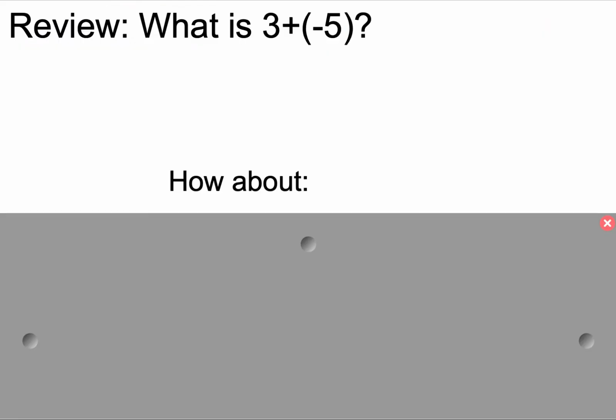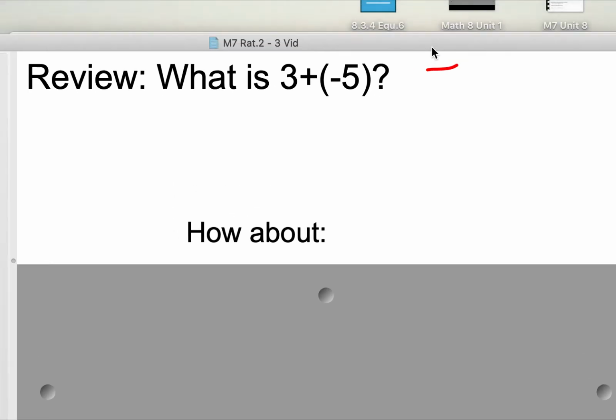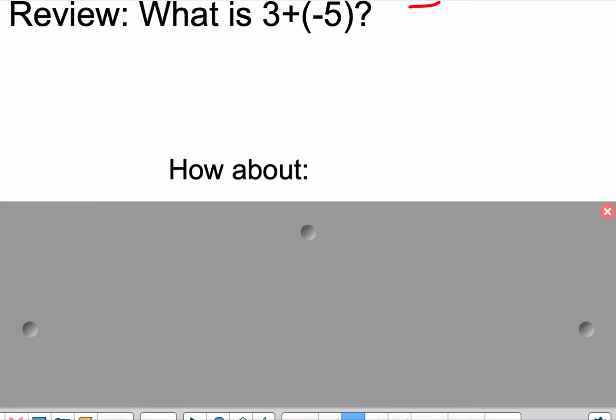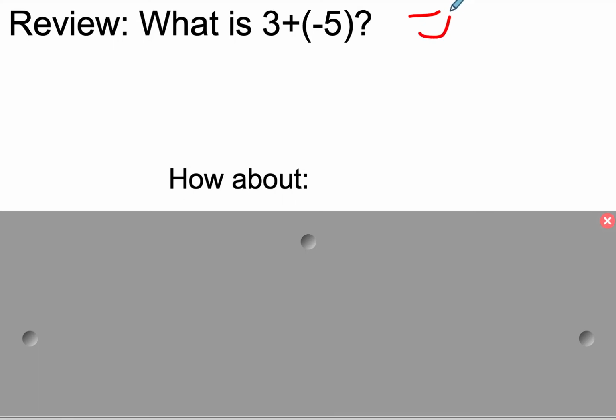Well, let's consider the following problem. What is 3 plus negative 5? Now, we would use the who wins model here. And who wins, of course, is the negatives. So we want the negatives to win. 5 minus 3 is 2, and since the negatives won, negative 2.